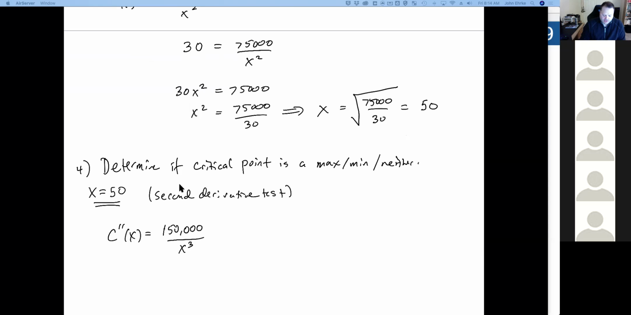And the second derivative test says if you evaluate the second derivative at the critical point, whether it's concave up or concave down tells you whether you have a max or a min. So if I plug 50 into this, you can clearly see that that's going to be positive. So if your second derivative is positive, then the graph turns up, which means any critical point you find will be a minimum. So I know that x equal to 50 is a minimum for this problem.